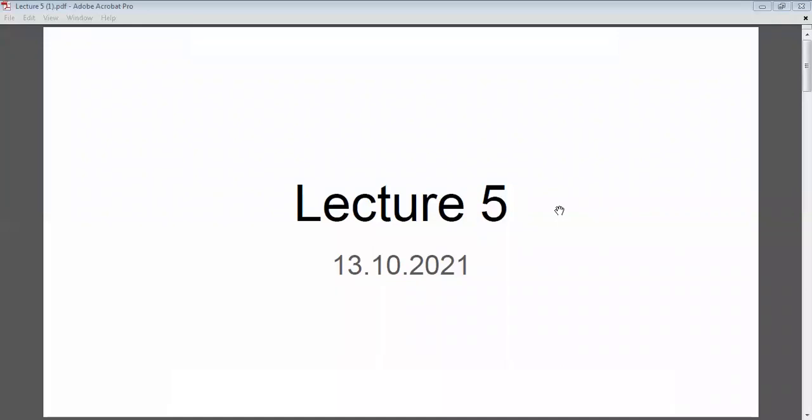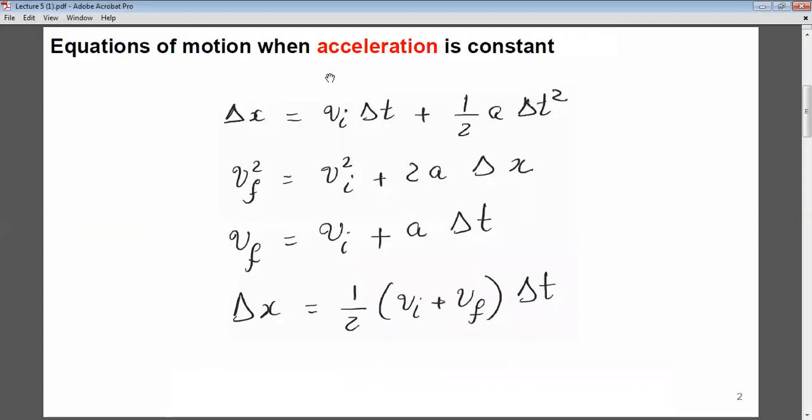Today we will continue with motion in one dimension, and we will talk more about motion in one dimension when the acceleration is constant. So what are the equations of motion when the acceleration is constant? These are the four equations that we apply when the acceleration is constant. We have to memorize them, and for every exercise, we need to know which equations we should use.